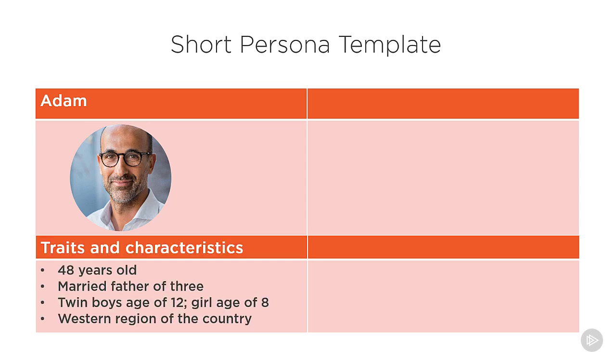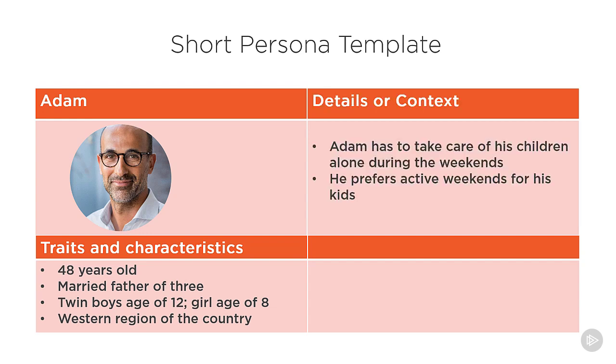In the section Traits and Characteristics, we should include information that differentiates this persona from others. So Adam is 48 years old, a married father of 3, 2 twin boys age of 12 and a girl age of 8. Adam lives with his family in the western region of the country. To put it in context, Adam has to take care of his children alone during the weekends. He prefers active weekends for his kids.